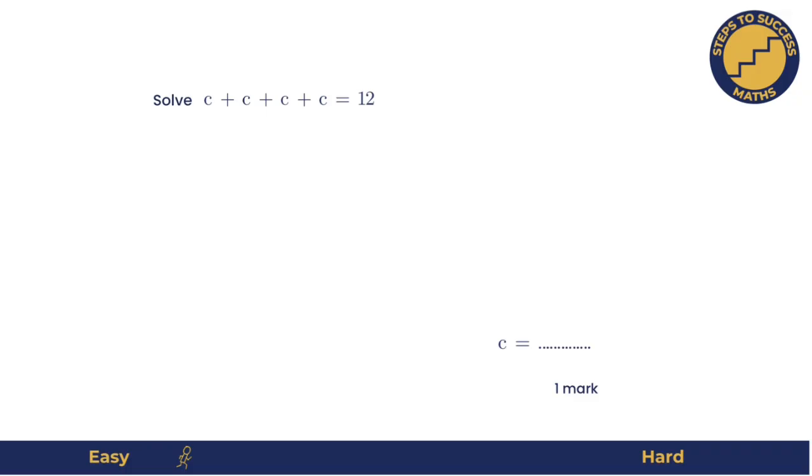Solve c plus c plus c plus c equals 12. So our first step is to collect all the c's together. You can just count them up. You've got 1, 2, 3, 4. 4c equals 12. Now we're going to solve the equation.